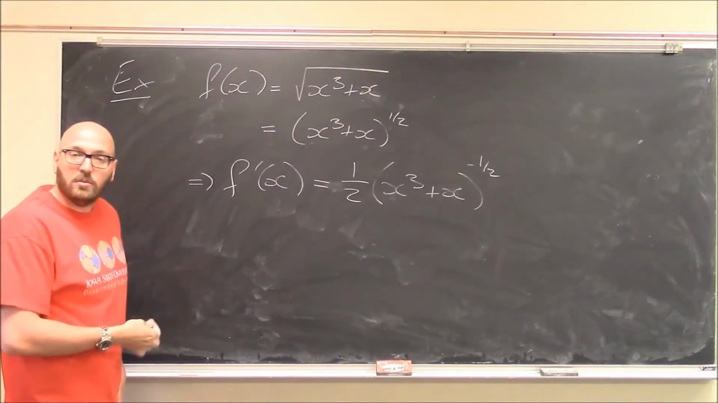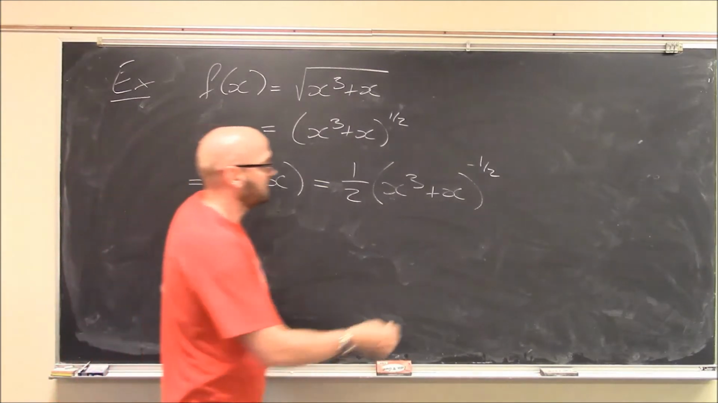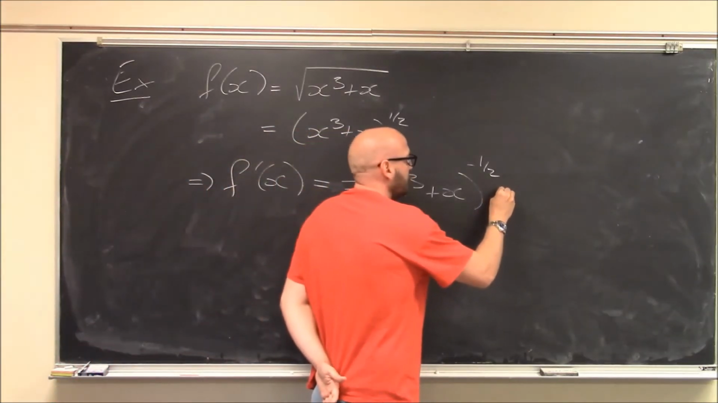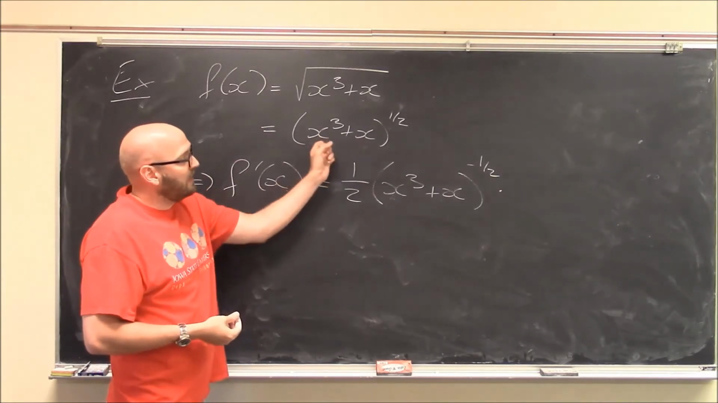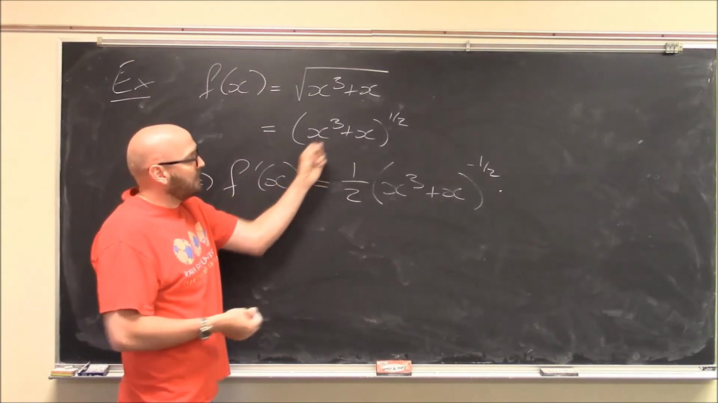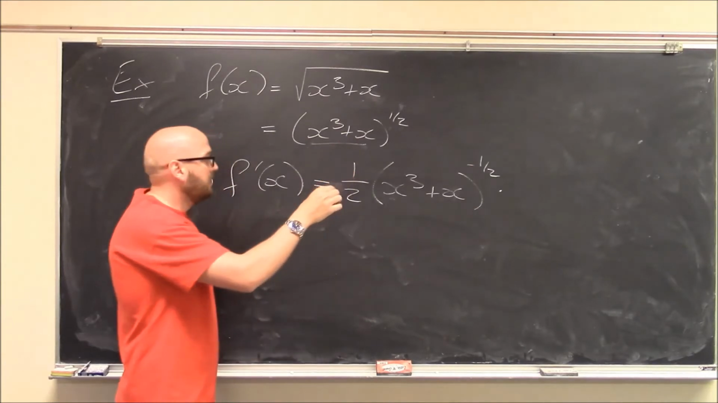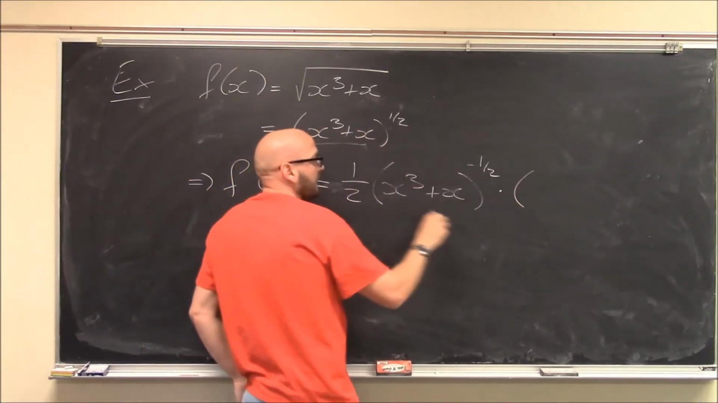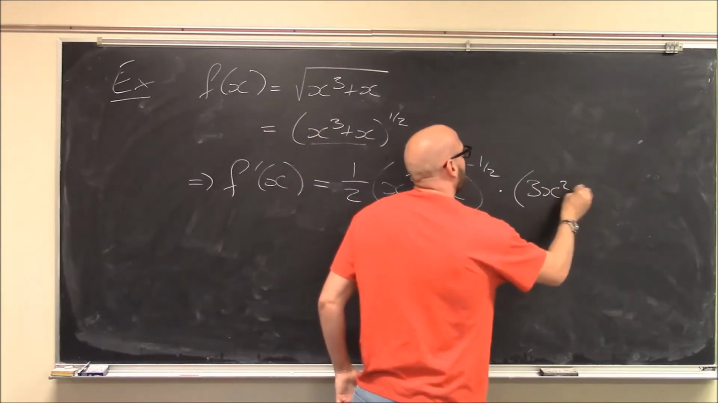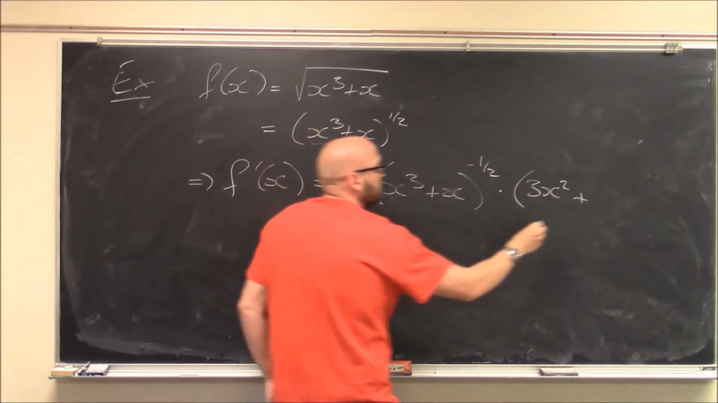But we're not done. Remember, that's only the first half of the chain rule. This is the common part that people sort of forget or mess up on. Because I have a composition, because my inside isn't just x, I have to multiply by the derivative of the inside. So we'll differentiate the inside. Derivative of the inside is 3x squared plus the derivative of x, which is 1.